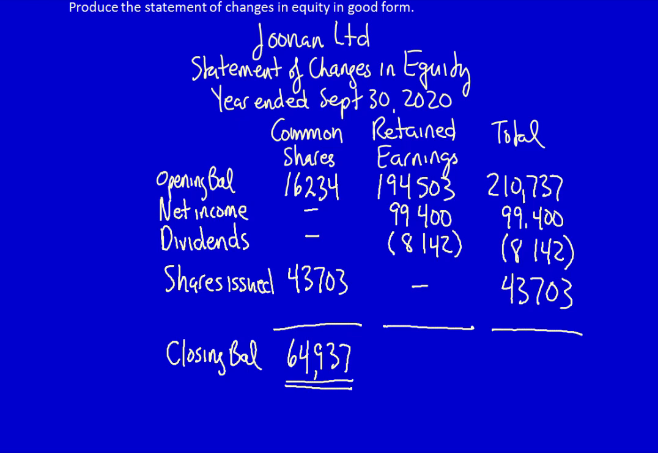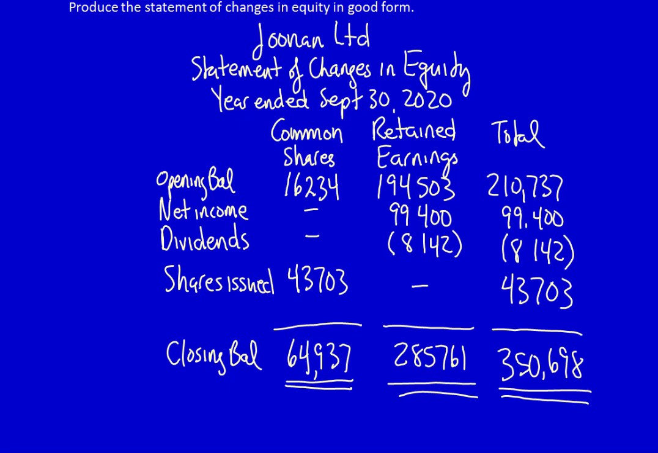If I now add all three columns up, I will determine the ending balances that go to the equity section for the statement of financial position. For retained earnings, the total is 285,761. And for total equity, it is 350,698. If you have done this correctly, you will notice that this is a matrix. So we should be able to add across for every single row, and we should be able to add down for every single column. If this matrix does not work out perfectly, you've done something wrong.